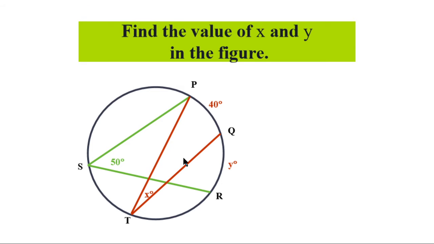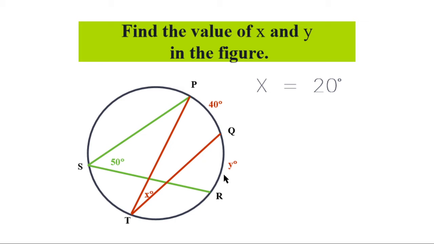So we have here some application. Find the value of x and y in the figure. Okay, so in this figure, we need to get the value of x, which is an inscribed angle. We have angle PTQ, or angle x. So if we are given the measurement of its intercepted arc, which is 40 degrees, we just need to get its half. So we will have x equal to 20 degrees.